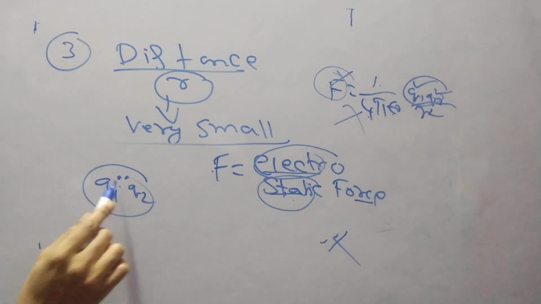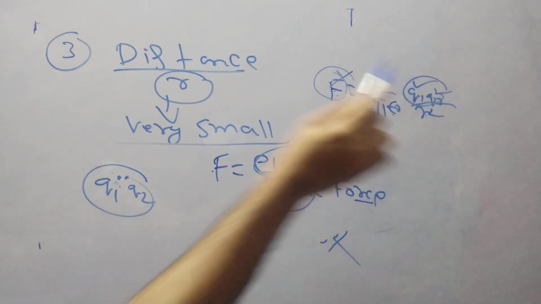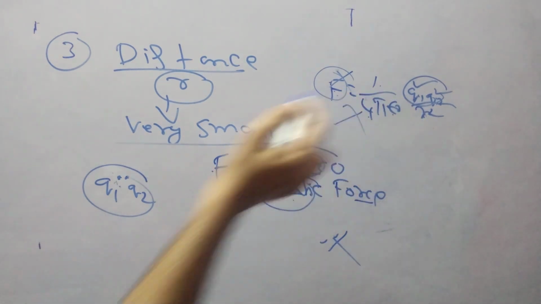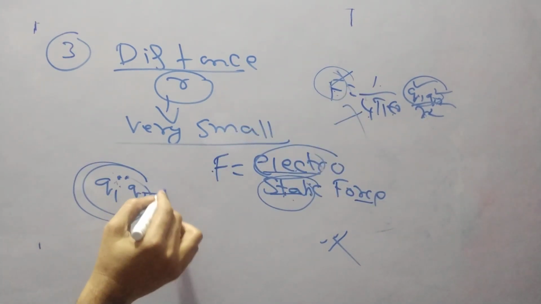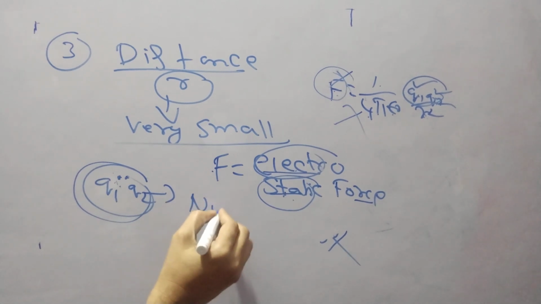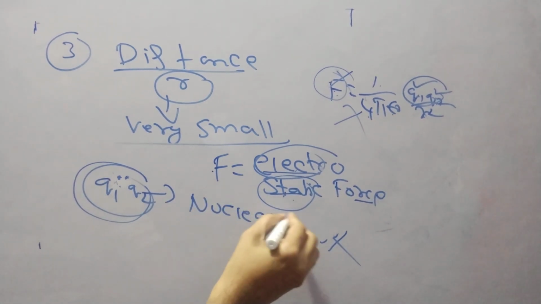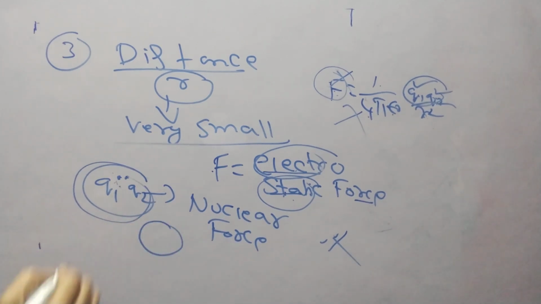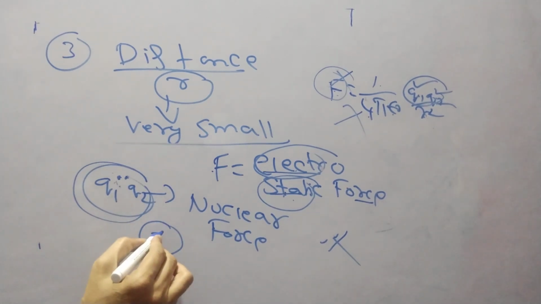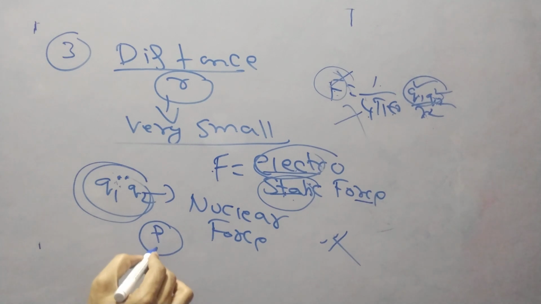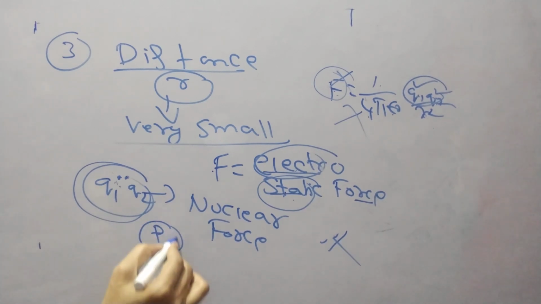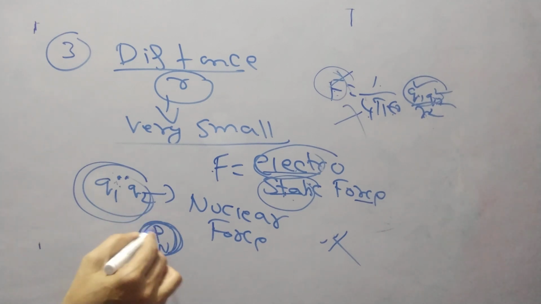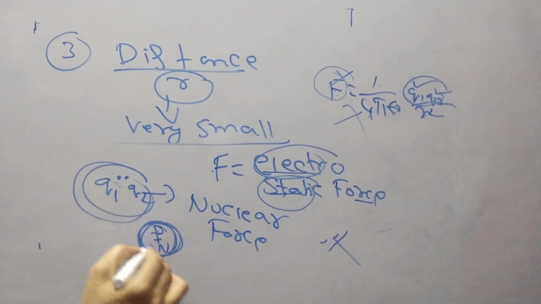Whenever the distance between two charges is small, what will happen here? Nuclear force will come into the picture. Because in an atom, proton and neutron will be there. This everyone already knows. Electrons are revolving here, and protons and neutrons are here.